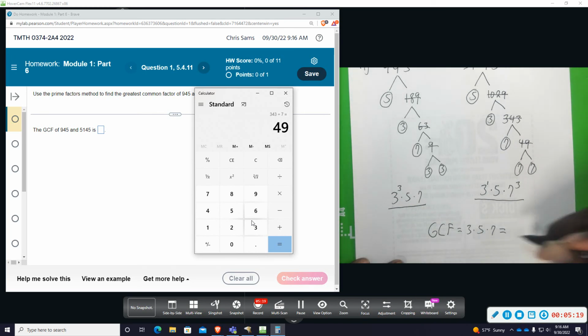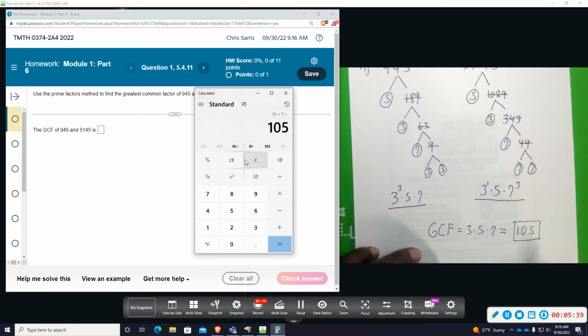And you actually have to multiply that out, and that will give you 105. Let's double check that. 3 times 5 times 7. Okay, we get 105. So this is what you want to say is your greatest common factor, 105.